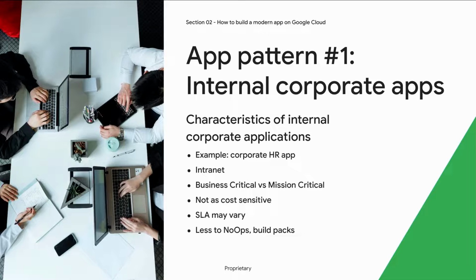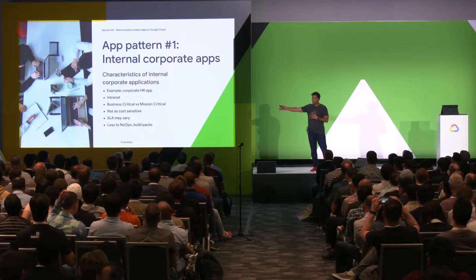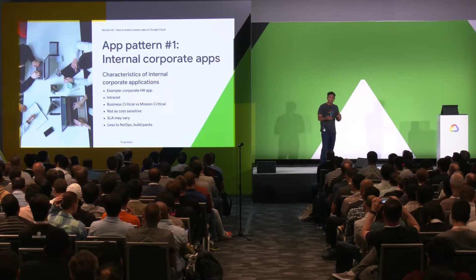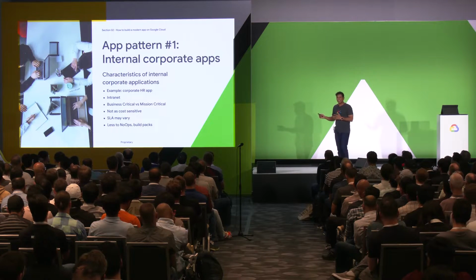And then what are the next characteristics? Business critical versus mission critical. What's the difference? Mission critical is, hey, if this application goes down for even 1 microsecond or millisecond, I'm losing billions of dollars. An internal application is more business critical. It's not mission critical. Yeah, it's going to be a bit of an annoyance, but you can still get along with it. It's not as cost sensitive.